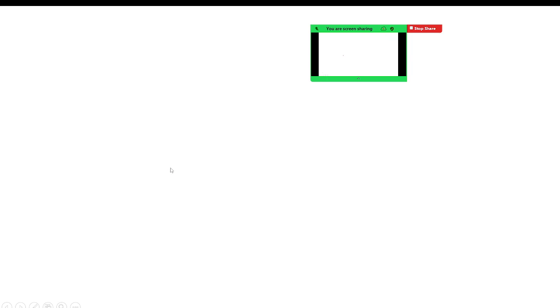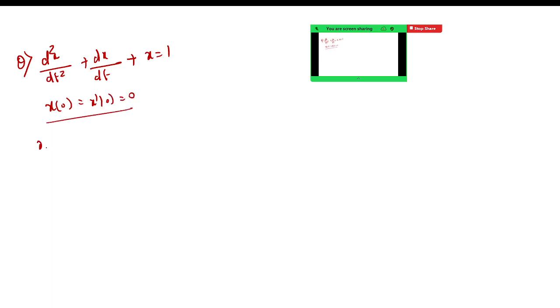If these things are clear, then solve one more problem. It's better to solve some numericals. I'm giving you one problem. Let's say this is the differential equation d2x divided by dt square plus dx by dt plus x equals 1, where x(0) equals x dash (0) equals 0. So calculate the value of x(t).